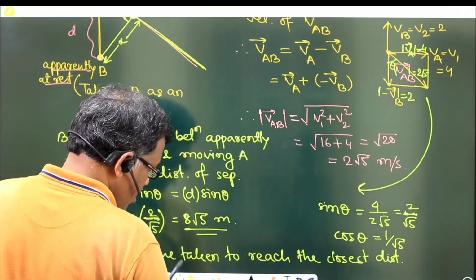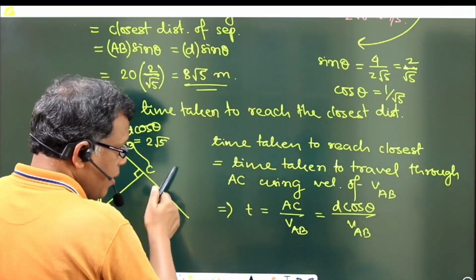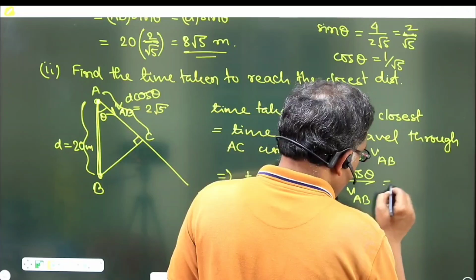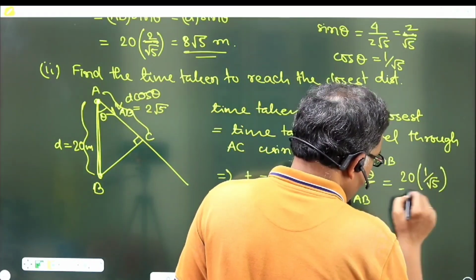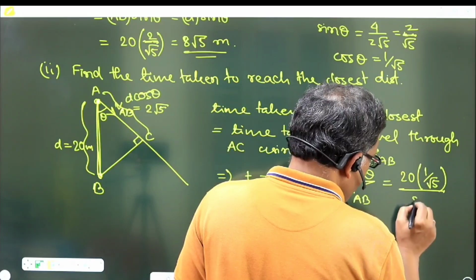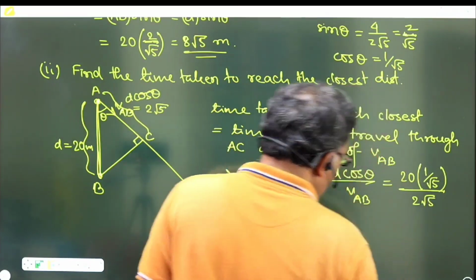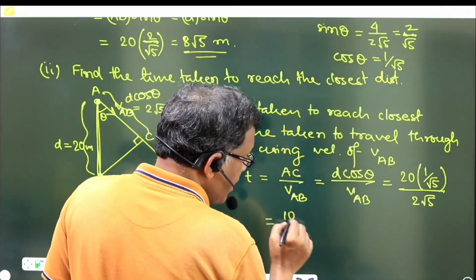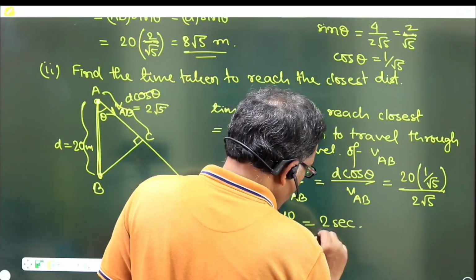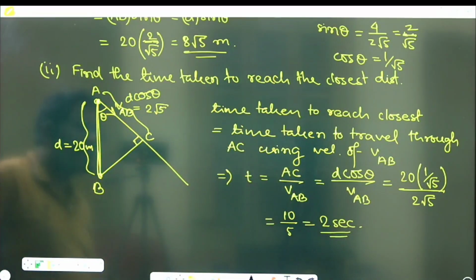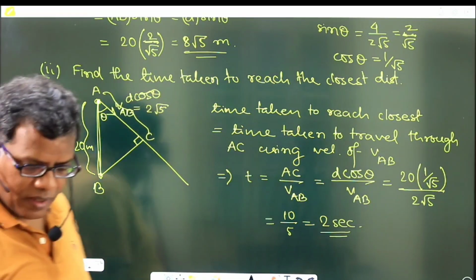And the calculation of time taken will be d cos theta. So d was 20, cos theta is 1 by root 5, divided by the velocity, which was 2 root 5, right? So with this we can write 10 by 5, so this is 2 second, correct. 2 second is the time taken to reach the closest. Is that clear?